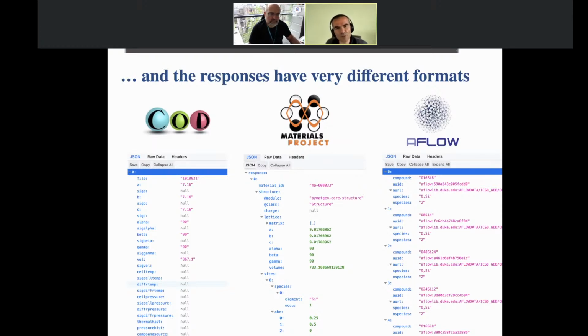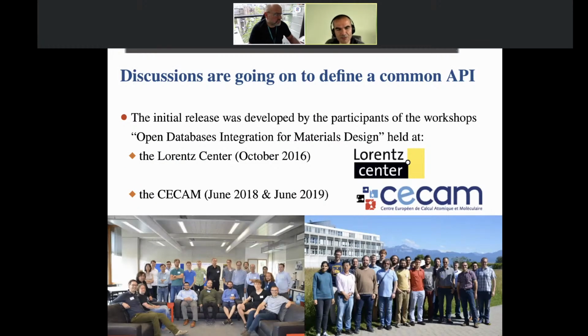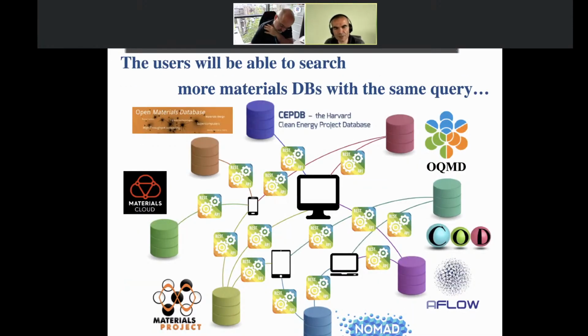And so for those reasons, many of the developers of those databases gathered in different workshops. We started in 2016 in the Lorentz Center in the Netherlands, and then we had 2 conferences at the CECAM in June 2018 and 2019. We were supposed to have one this week, which we converted into a virtual event. And we are about to release version 1.0 of this API that will be the same for all databases. That will allow people to query all these databases and get a lot of data. So that's very interesting in terms of machine learning.